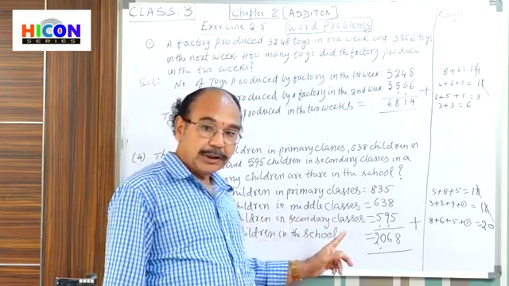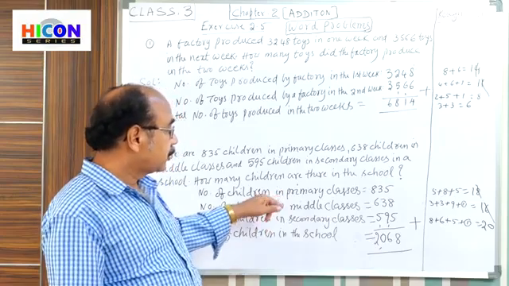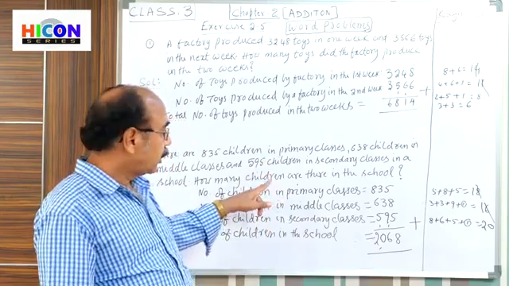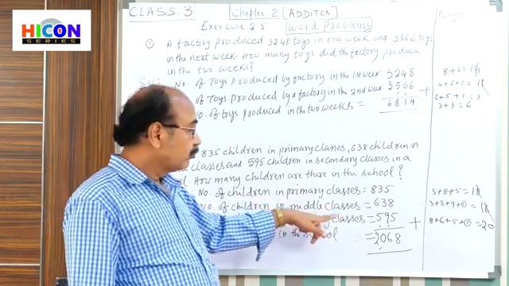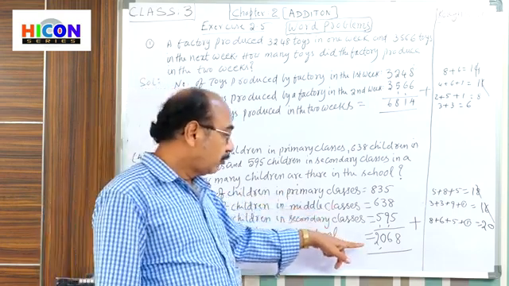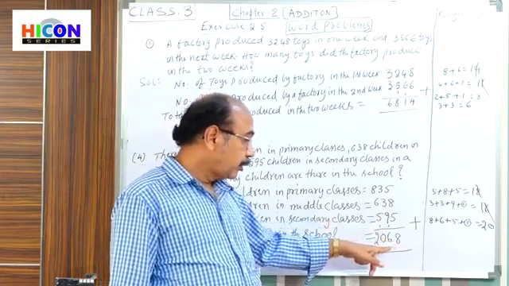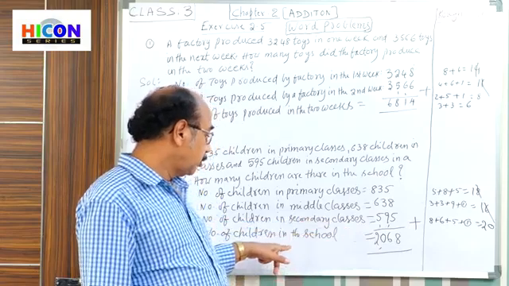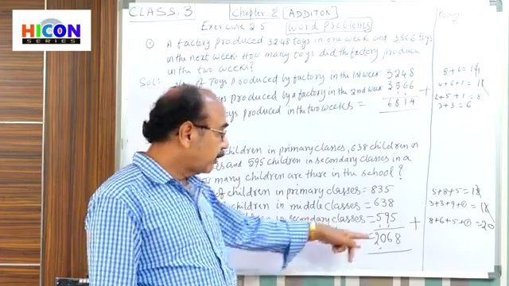Okay. This is question number 4. Like this, read the question and under the question you write the steps. Steps you have to write. And you add the numbers and show the addition properly. Then you give the final answer.